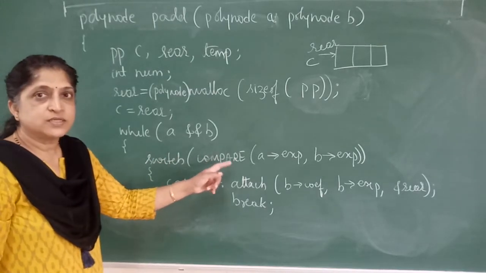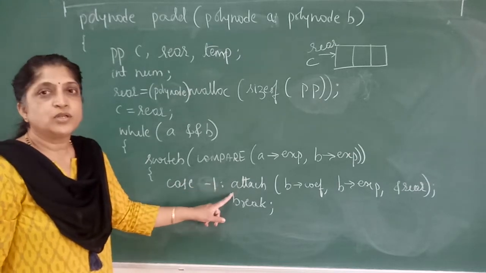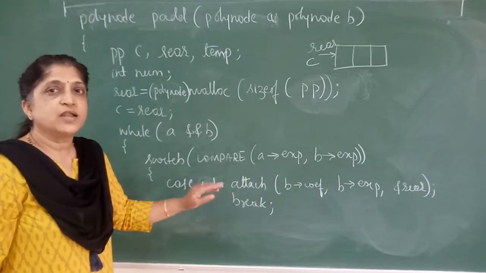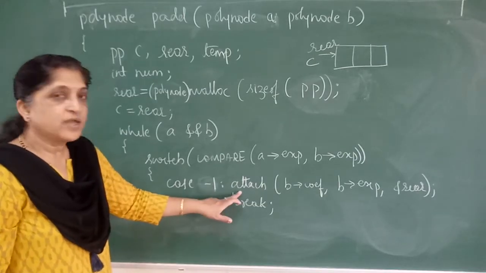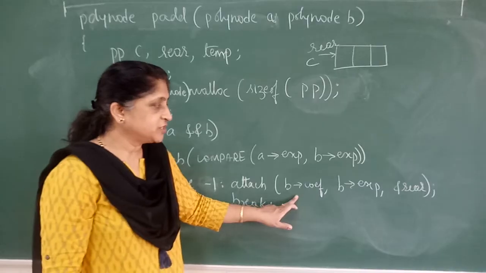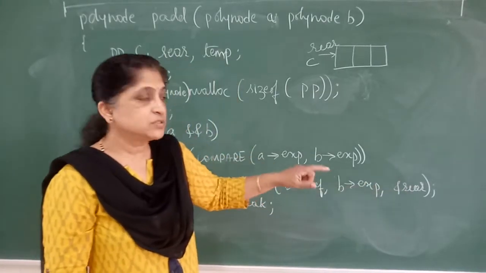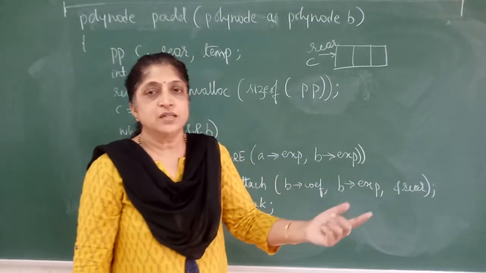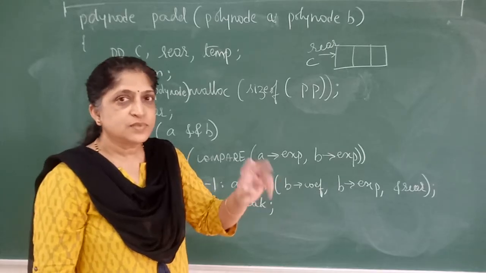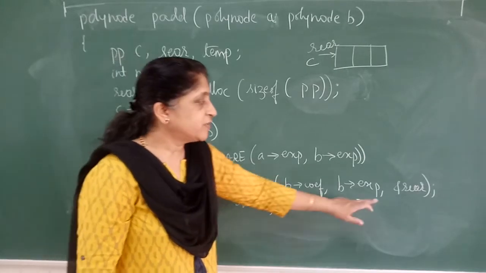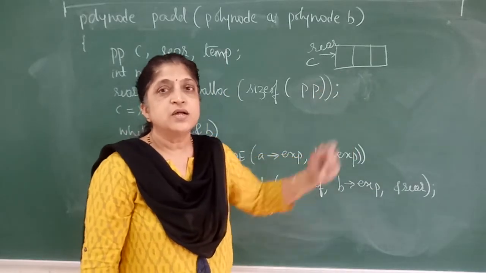Now if this macro returns -1, that means the polynomial B has a higher exponent and we want to attach that node to the C polynomial. So we are calling attach with B coefficient, B exponent, and we are passing the address of rear. This address of rear is accepted in the attach function as star PTR. We have already seen that function. So we are passing the address of rear, that is the address of this, to the attach function.